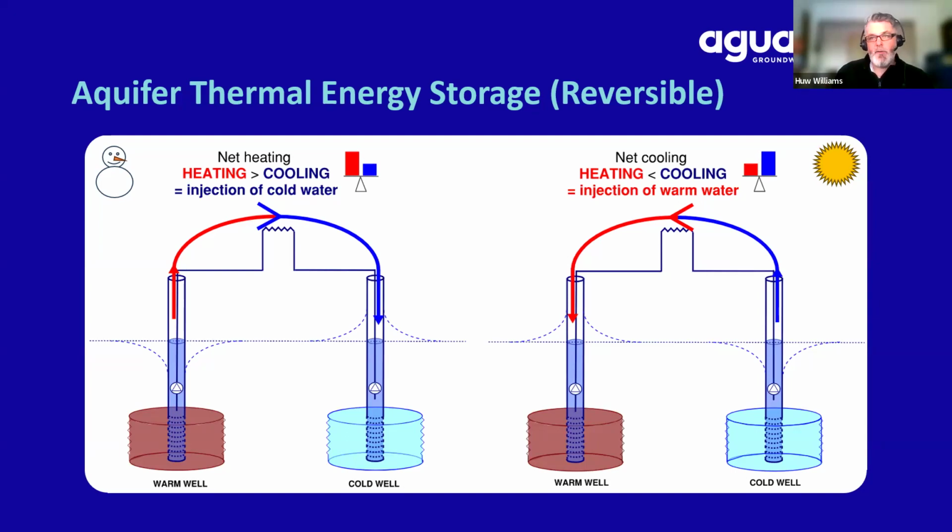And then in summer, you can see the little sunshine on the right-hand picture there, where we typically have more cooling than heating. So we want to recover some of that cold water back out of the cold well, warm that up by dumping heat from the building into that water and putting it back into the warm well. As I said, that's a classic sort of interseasonal aquifer thermal energy storage, but there are many different examples. They don't have to be interseasonal. Some of them are daily, depending on the heating and cooling loads, the process that you are serving with the ground source heat pump system.